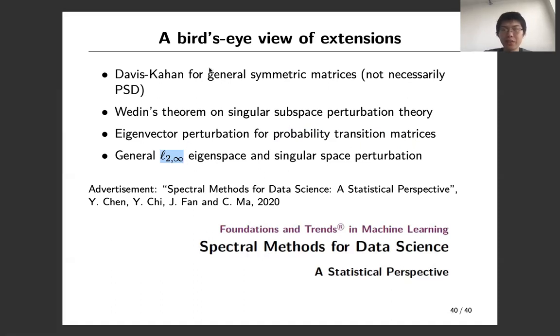All of this you can find in a recently written monograph called The Spectral Method for Data Science, a statistical perspective, written by Yuxin, Yuejie, Chen, and myself. You can find it, I believe, on arXiv now.